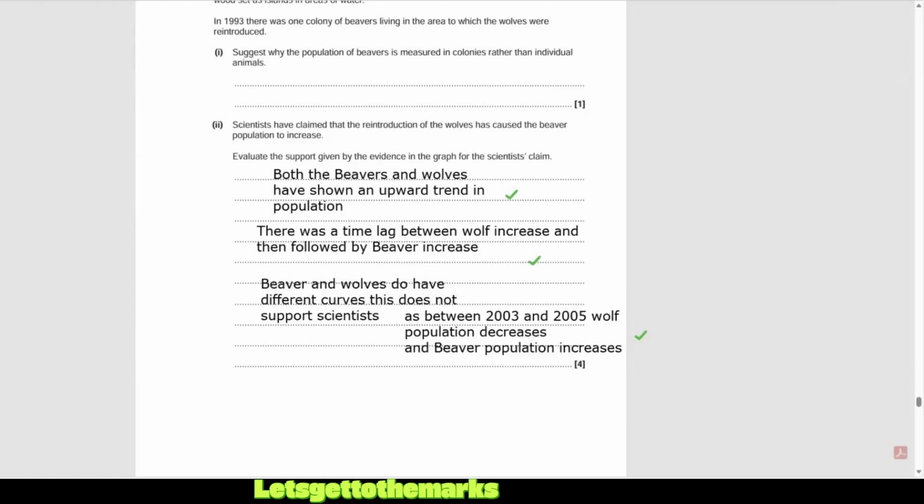And the other final thing is we've got no causation. There is no suggestion of how the reintroduction of wolves is causing the beaver population to increase. So we want to say the graph just shows a correlation and not a causation. So that's the other thing. There is no causation shown by the graph, by the data. So we have no direct link between the wolf population and the beaver population, like a scientific explanation for it. Anywho, let's move on.